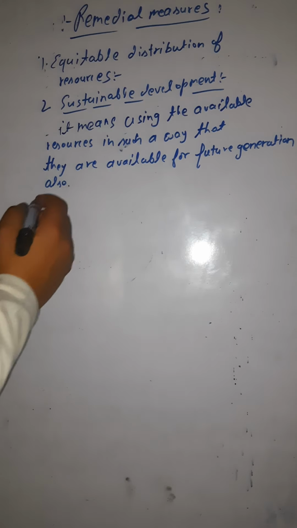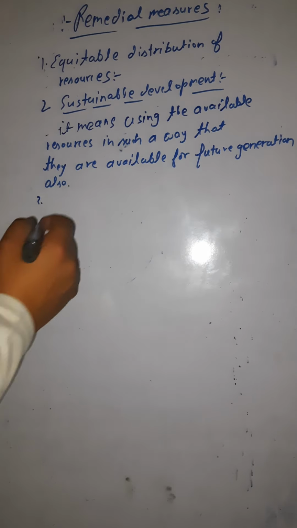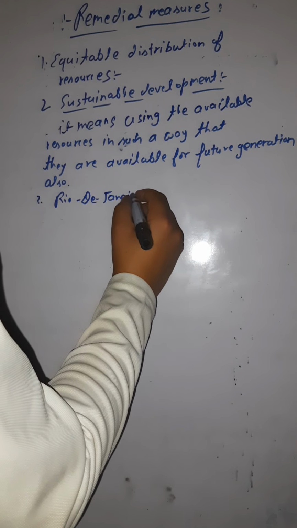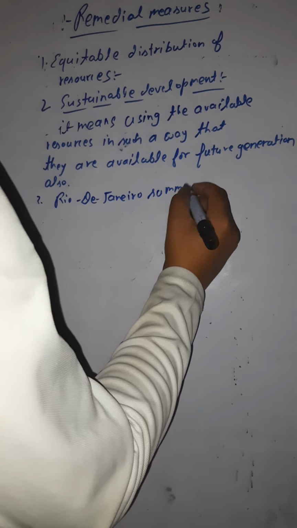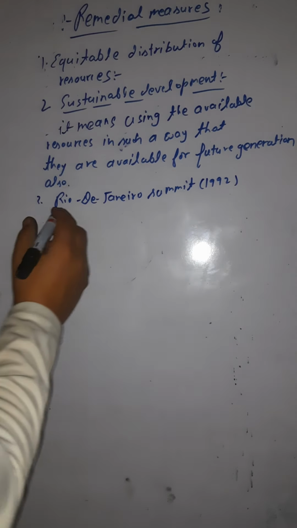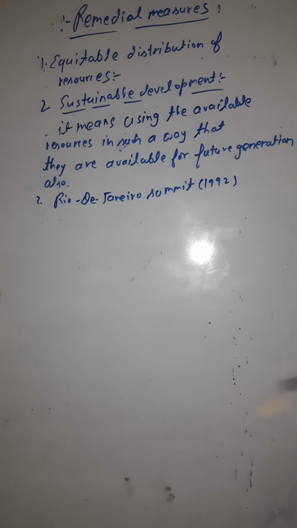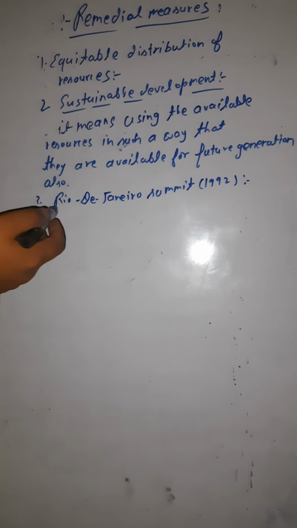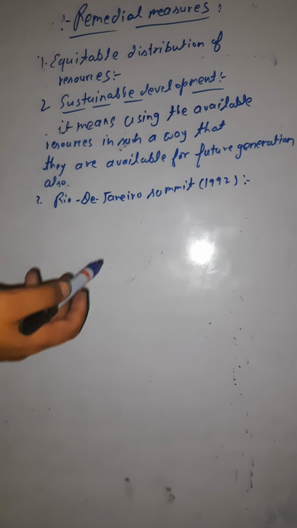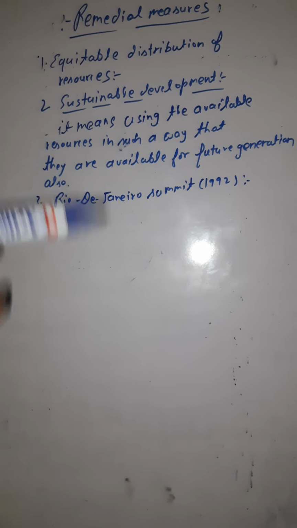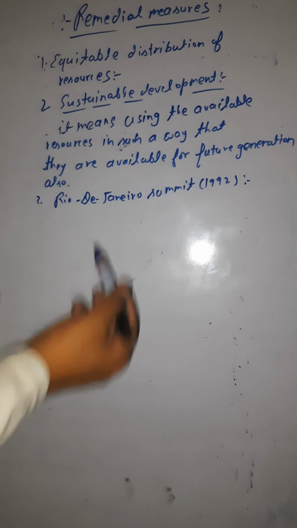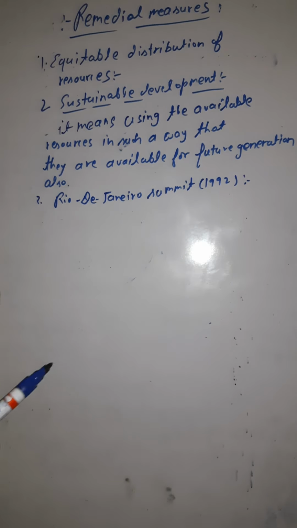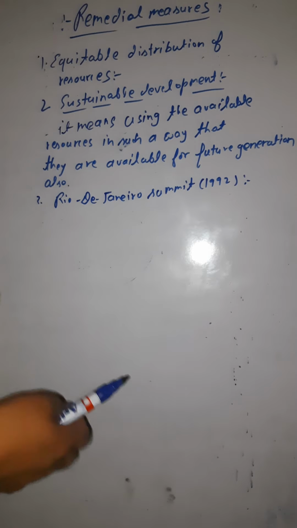And the third remedial measure is the Rio de Janeiro summit that took place in the year 1992, and this is the place, Rio de Janeiro in Brazil. So here the heads of 100 countries sat together at a place in Brazil. In 1992, they discussed the problems faced by the over exploitation of the natural resources, which leads to many global ecological crises like global warming, etc.